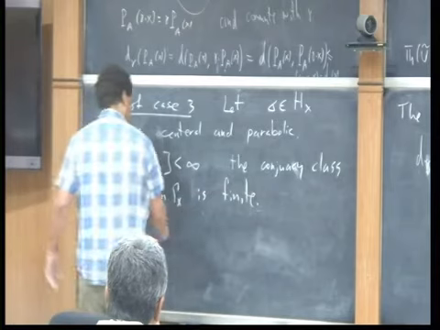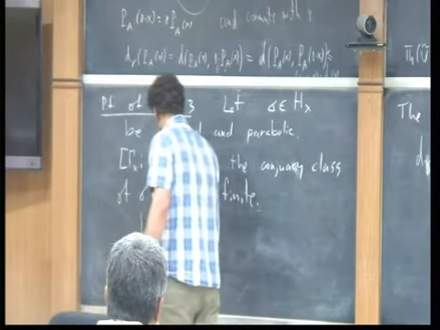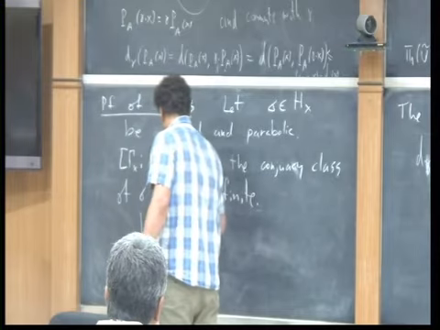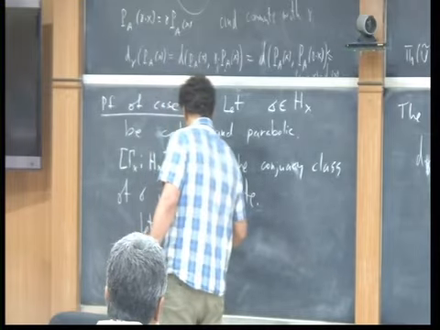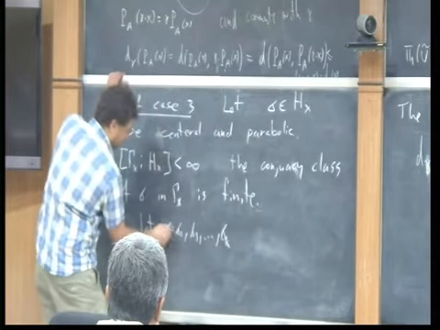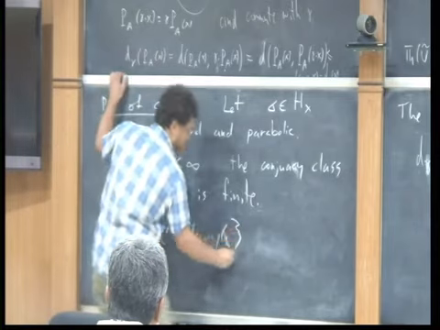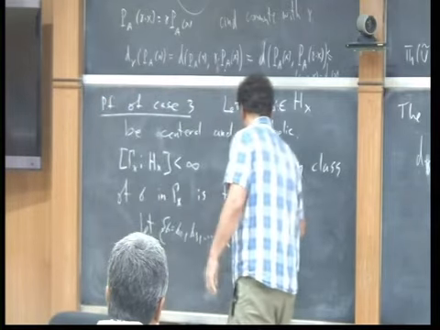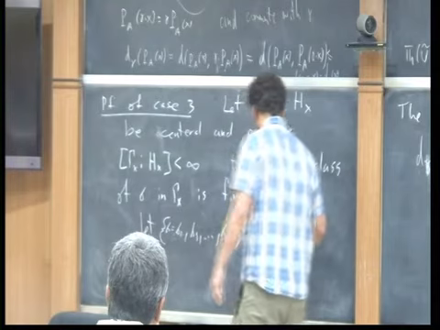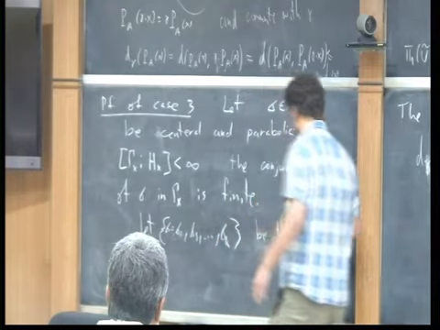So the centralizer of sigma is a finite index in gamma. So let's say sigma 0, sigma 1, up to sigma k. This is sigma B, this conjugacy class. It's finite conjugacy.